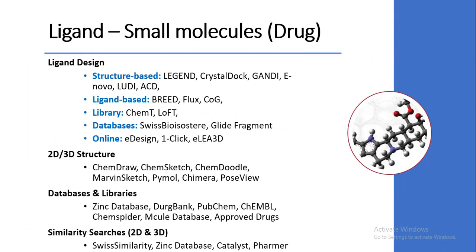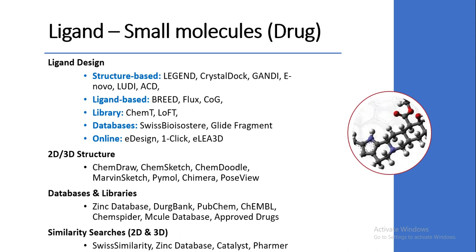First of all, the ligand, a small molecule or a drug. We can use different softwares for designing our drug or ligand. We should know that we have different types of designing, like structure-based drug designing. In structure-based drug designing, there is the active site of our target, and on the basis of that, we design our compound. For this, we can use LigBuilder, CrystalDock, Gandhi, De Novo, Ludi, and ACD. So these are the different softwares we can use.